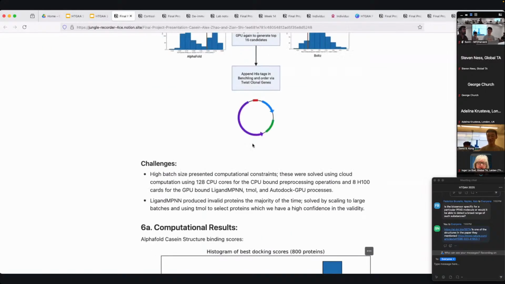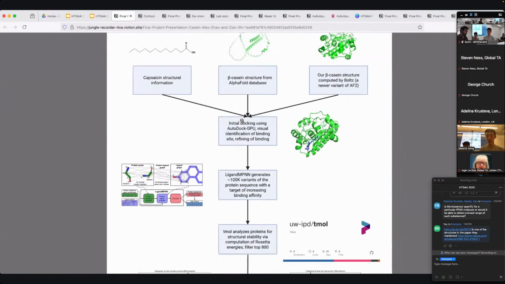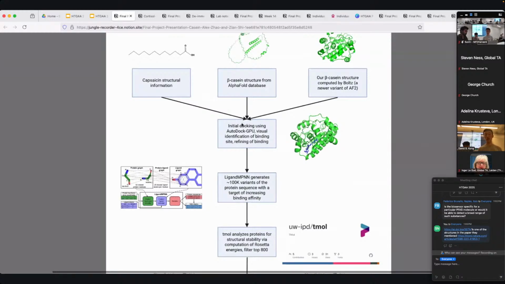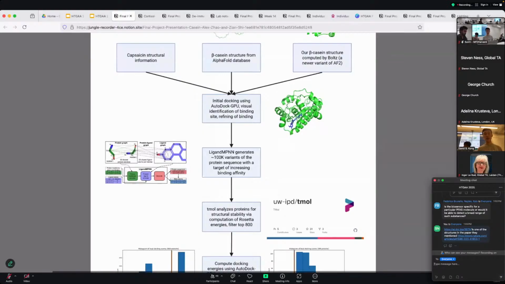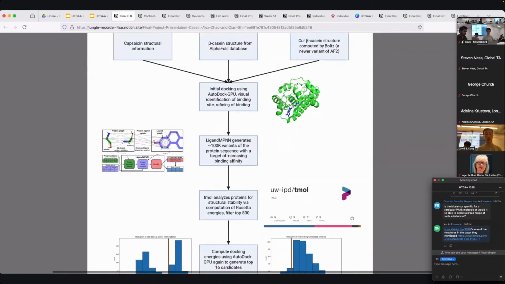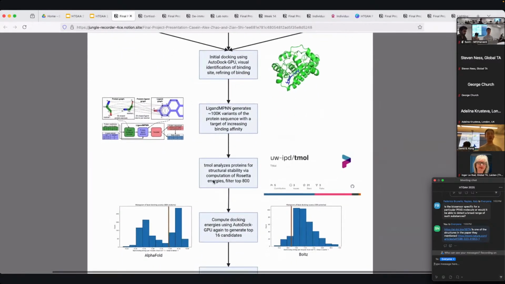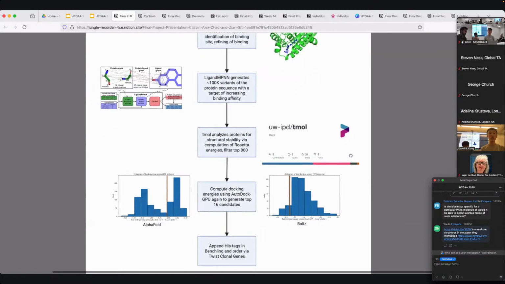All right, so we're going to talk a little bit more about how we did this. We initially docked using AutoDock GPU to get an initial binding site that LigandMPN can then optimize the protein sequence for. Then we use LigandMPNN to generate a very large bunch of sequences, but most of those sequences are kind of trash because it does not take into account the protein structure, so most of them are not valid. To mitigate that, we use TM-score to analyze the structural stability, and we computed Rosetta energies. We filtered the sequences through that first, and after that we redocked using AutoDock GPU to compute the new binding energy scores, which are the graphs you see here. These help us generate the proteins which actually bind to capsaicin the best.